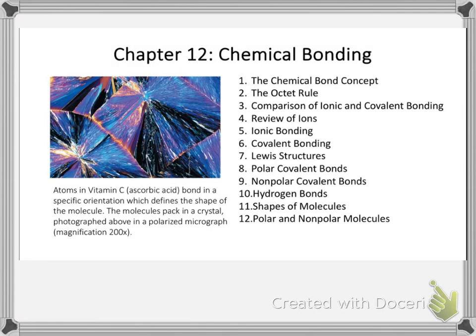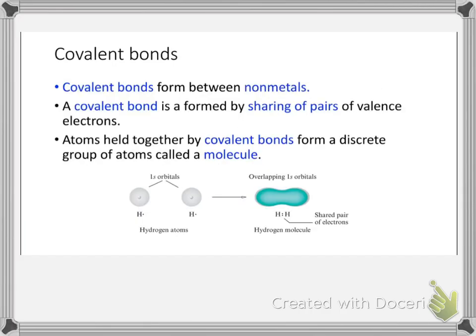In this video, we continue in Chapter 12 about chemical bonding, and we're at the point where we're going to talk about covalent bonding. So covalent bonding, if you recall, is the bonding that forms between nonmetals. And in covalent bonding, the electrons, specifically the valence electrons, are shared.